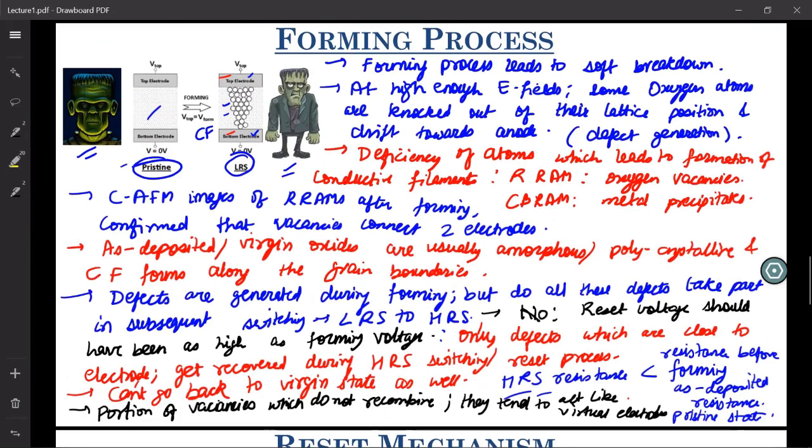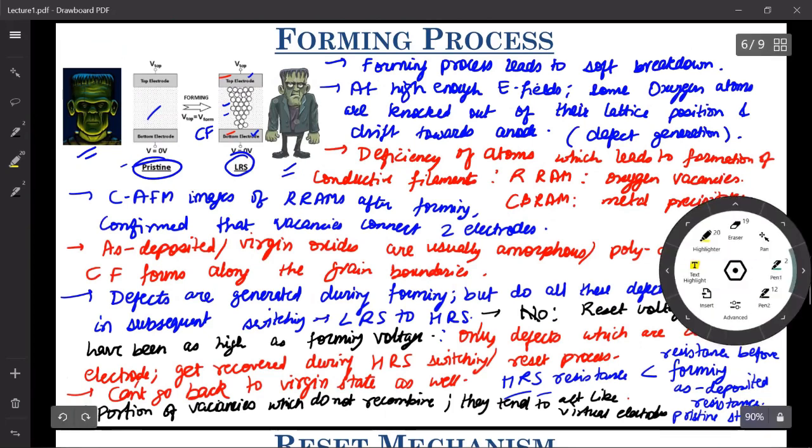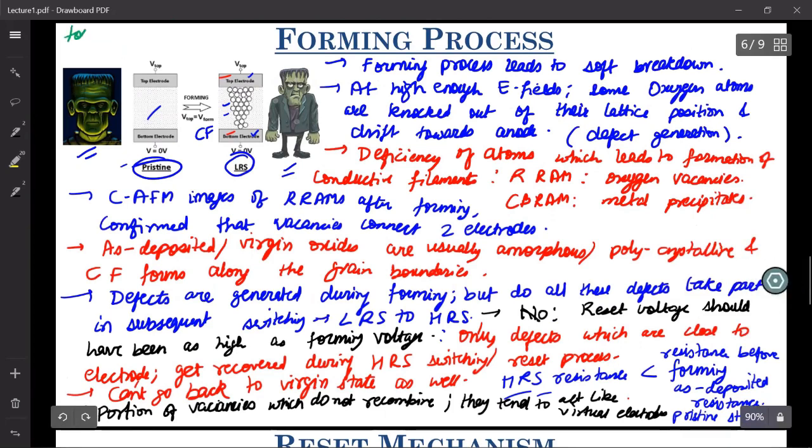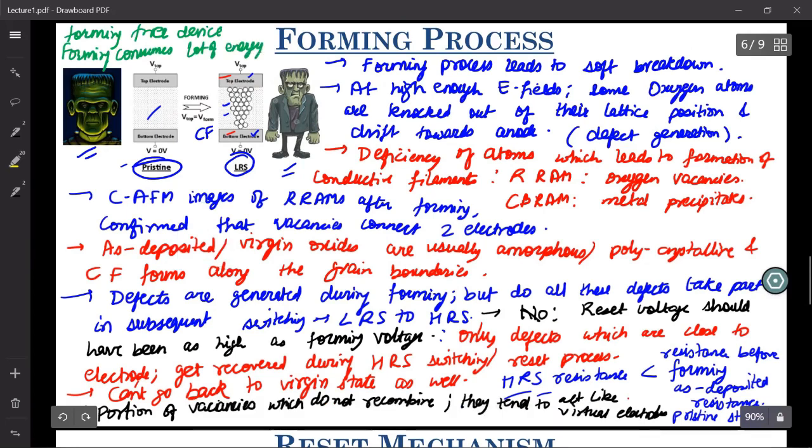So this forming leads to energy inefficiency, or that is a part where RRAMs are very energy inefficient. The forming process consumes a lot of energy. So because of that, what people want is, let me write that, a forming-free device, because it's the forming process which consumes a lot of energy. And you can't even work without this forming process.